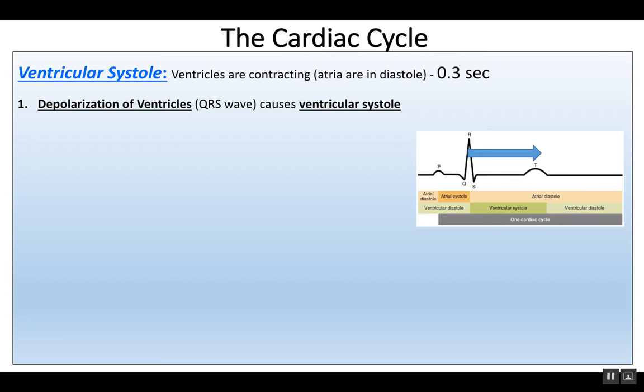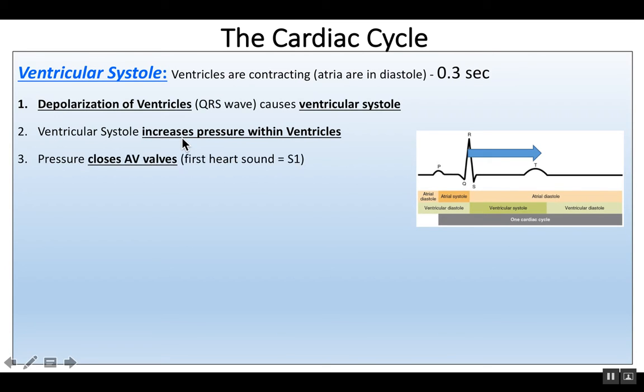When the ventricles enter systole or contract, the pressure is going to build inside the ventricles. As that pressure builds, it closes the AV valves almost immediately. So we need those AV valves closed right away to prevent blood from going back up into the atria. And this is the first heart sound you can hear when listening to someone's heartbeat. It's called the S1 heart sound, or the lub of a lub-dub.